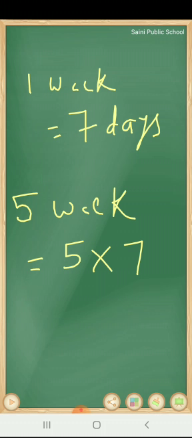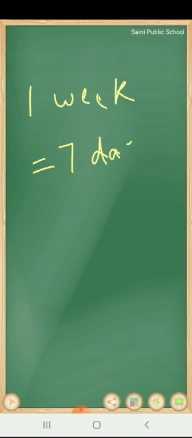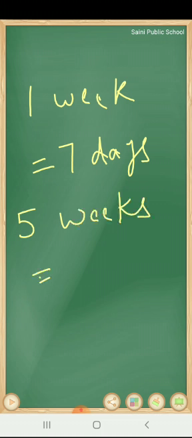We will write the relation between week and days. We know in 1 week, here are 7 days. Okay, so in 5 weeks, how many days? 5 into 7, it is 35 days.